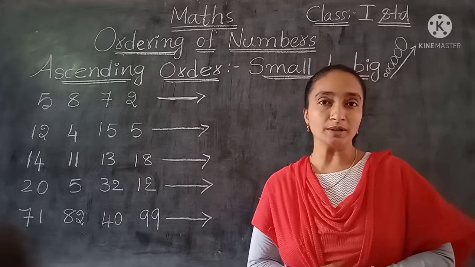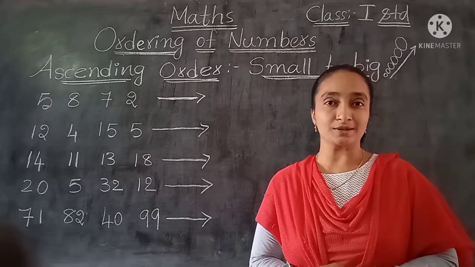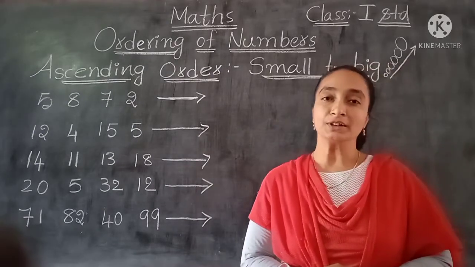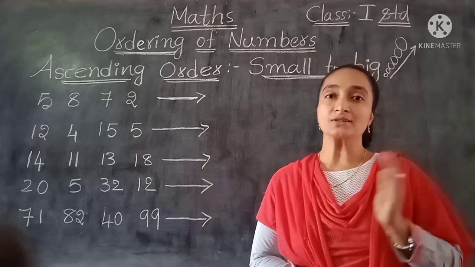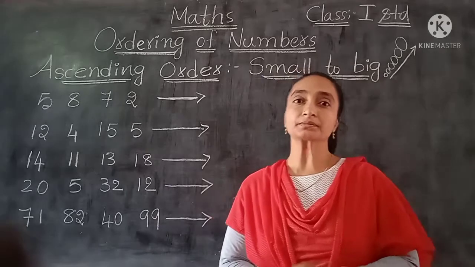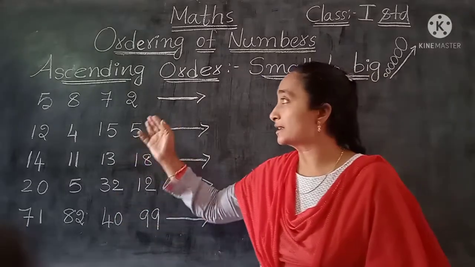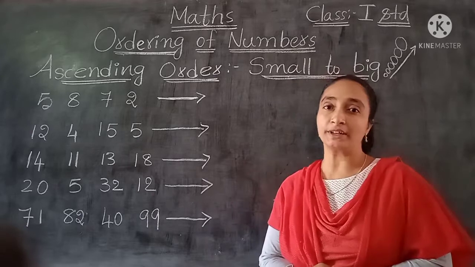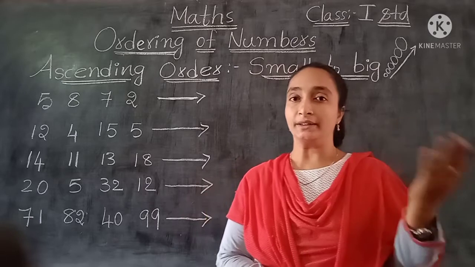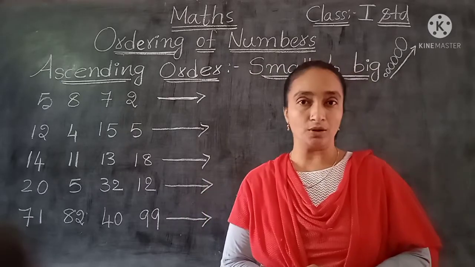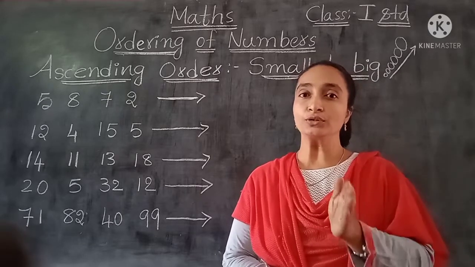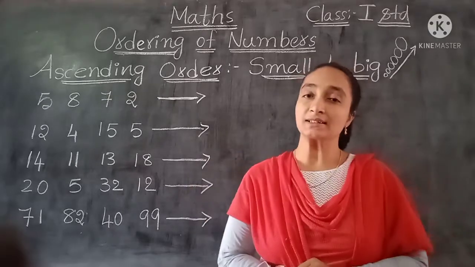Today we are going to learn about a new topic that is called ordering of numbers. In this ordering of numbers, we have two types. The first one is ascending order. So what do you mean by ascending order? And the second one is descending order. Now first we'll discuss the ascending order.